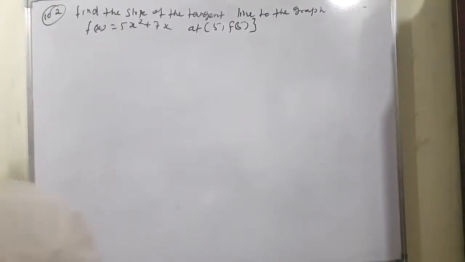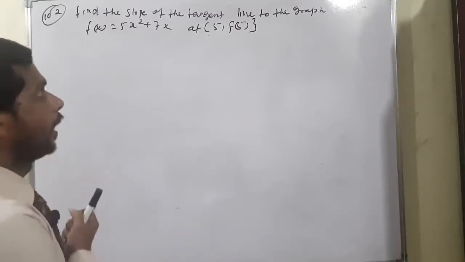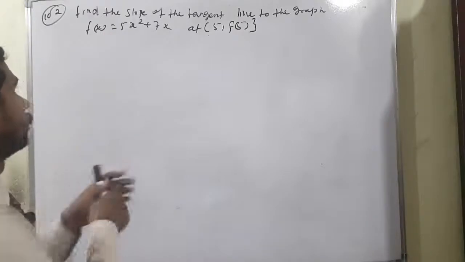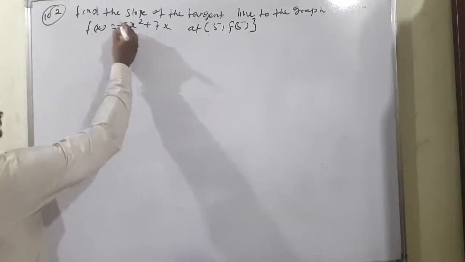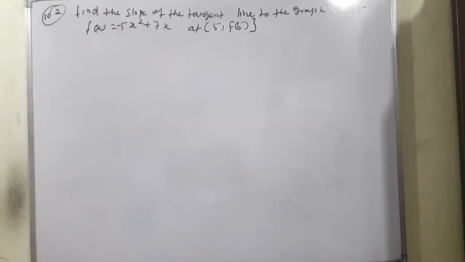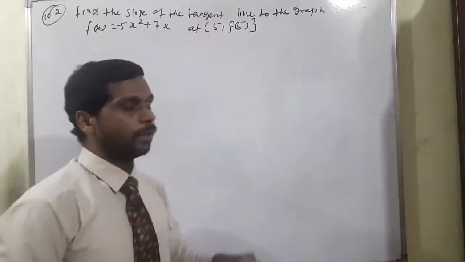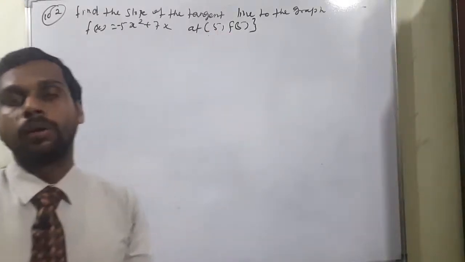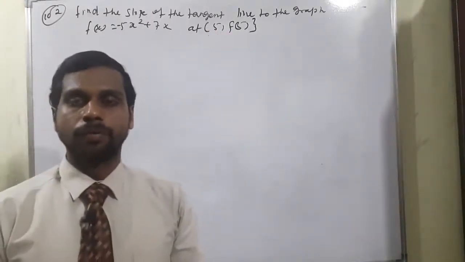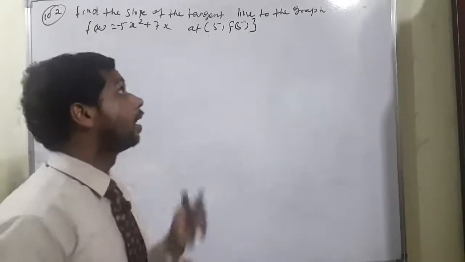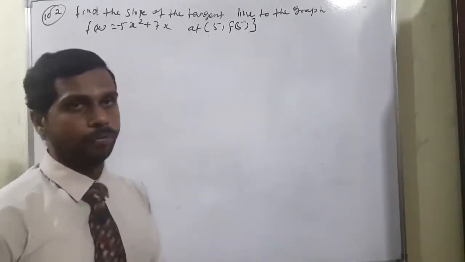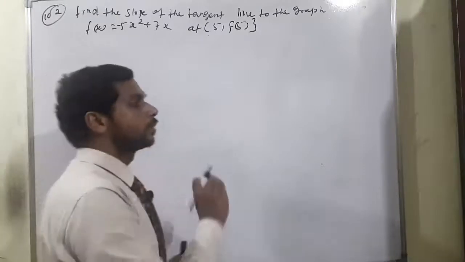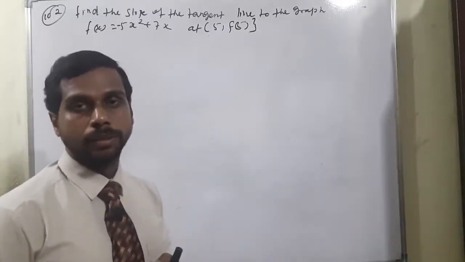Moving to example 10.2. Find the slope of the tangent line to the graph f of x is equal to minus 5x square plus 7x. The point is also given clearly. Last time in 10.1 we were given the general term f of x naught comma del x, but here the condition is 5 comma f of 5. So the steps are a little different compared to example 10.1.